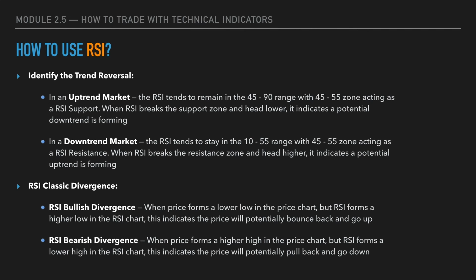On the other hand, when price forms a higher high in the price chart, but RSI forms a lower high in the RSI chart, that indicates the price will potentially pull back and go down. This is called the RSI bearish divergence.